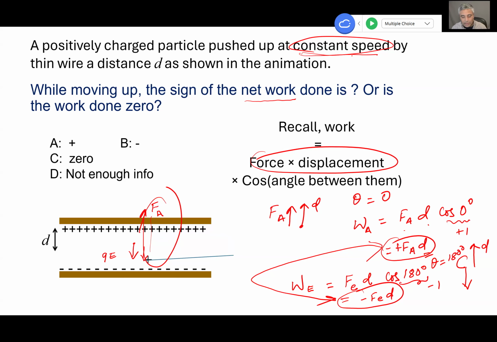So if you recall one of the worksheets from Physics 1 in the work and energy section, I had you calculate work done by several forces and then add them together, okay? And so on. So that's the technique we are using here.